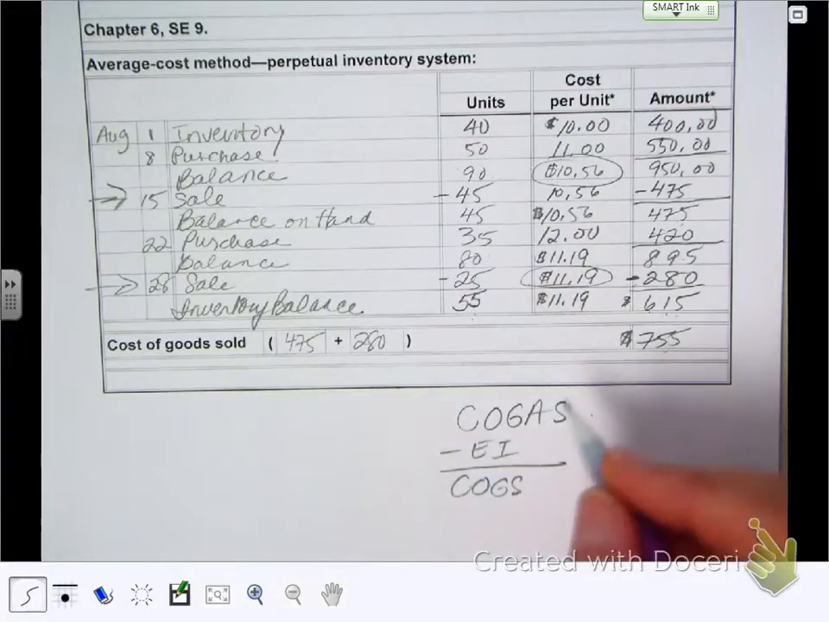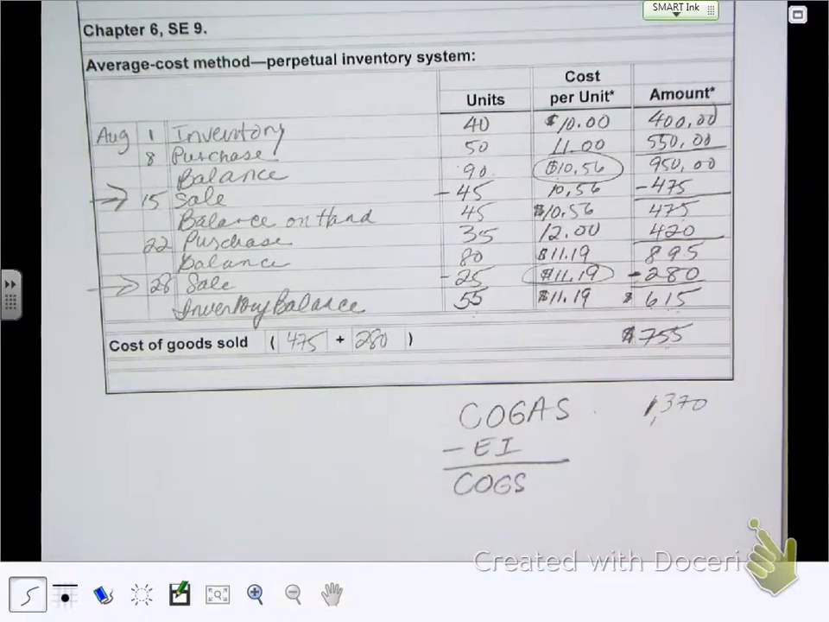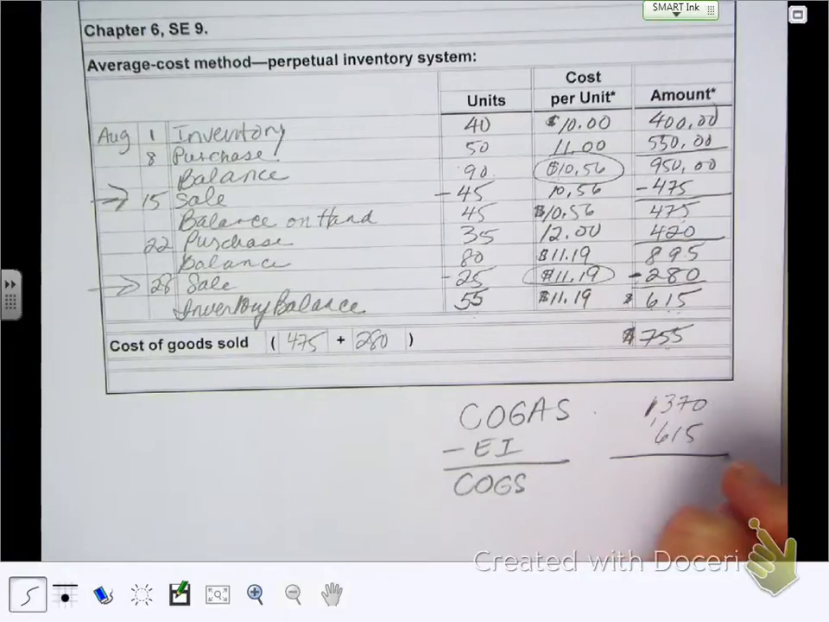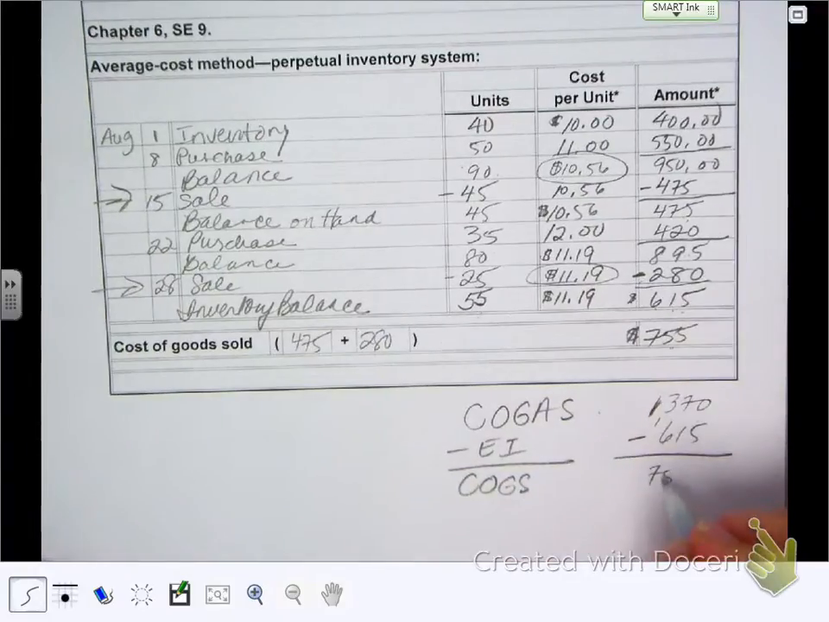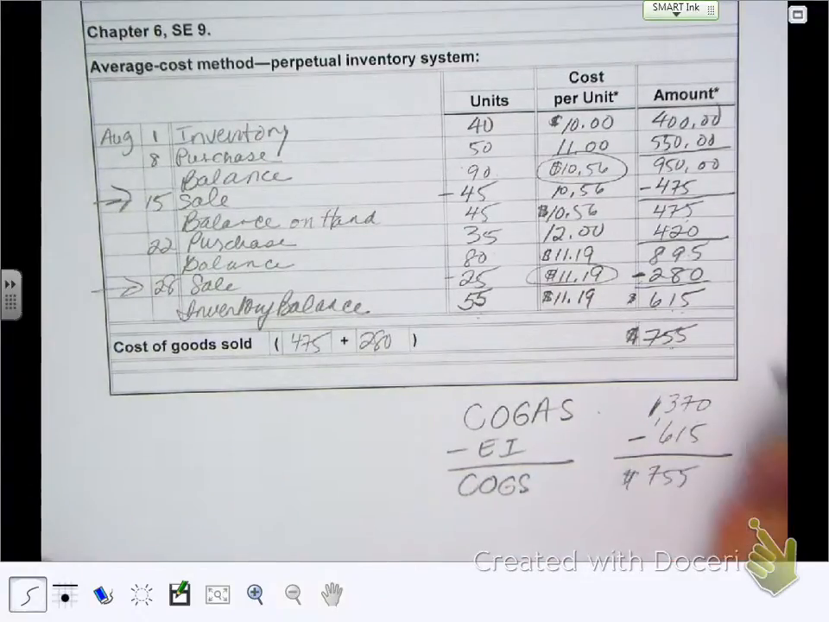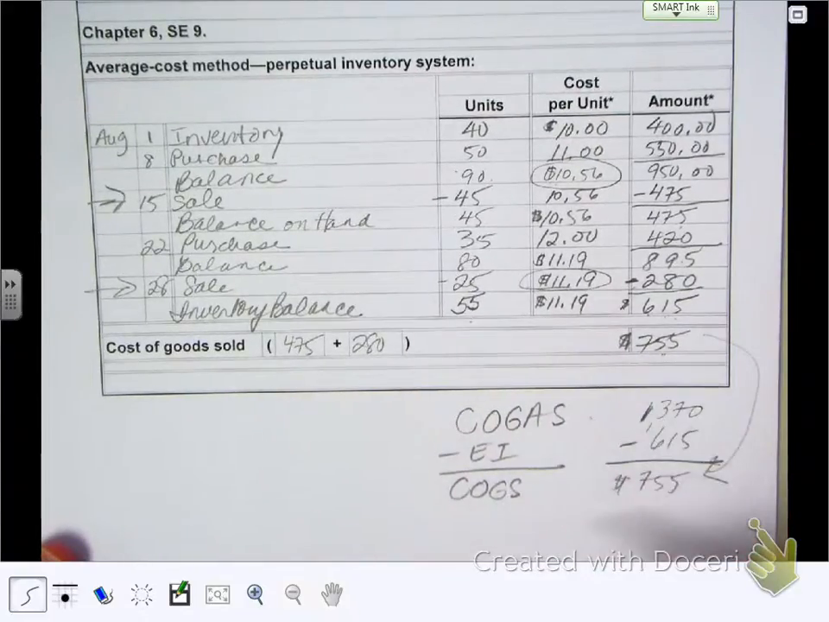My cost of goods available for sale is $1,370, and there were 125 units. And what's my ending inventory? 615. Therefore, if I take my 1370 minus my 615, do I get my 755? Yep, absolutely. It works out perfectly. At the end of any of these inventory costing methods, you should always be able to solve that problem.